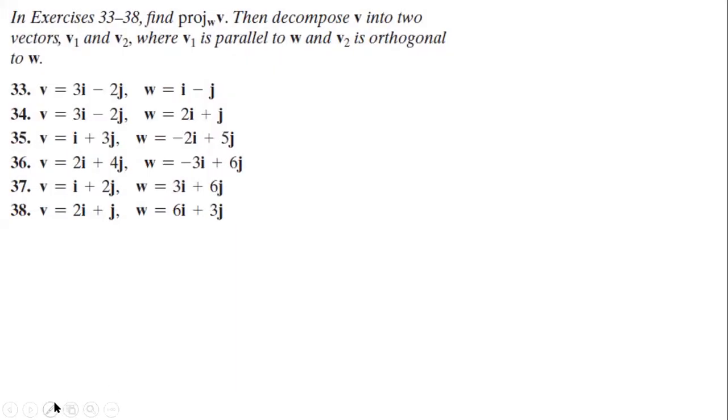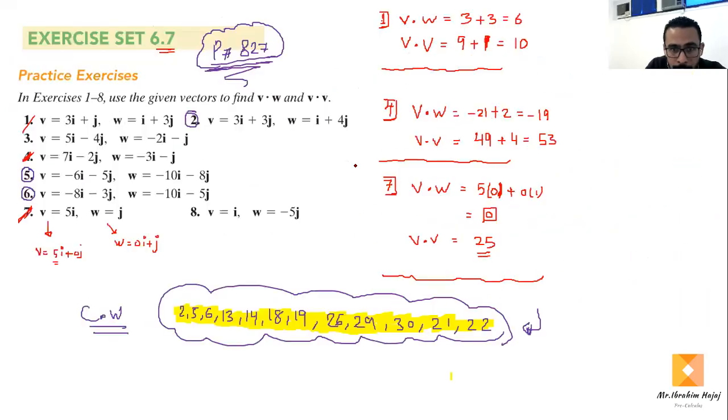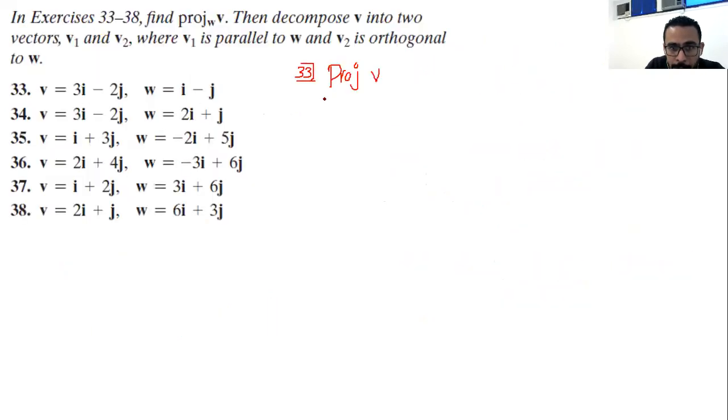Okay, projection of V onto W is the equation. Wait, 33. Yes, it's here. 33, which is the projection of V onto W. Which lesson is this? 6.7. Exercise 6.7, question number 33. It's given V times W, and we would like to find now the projection of V onto W.